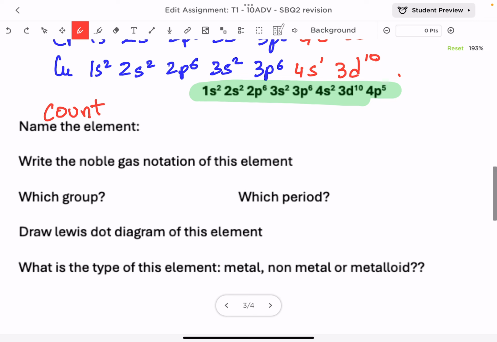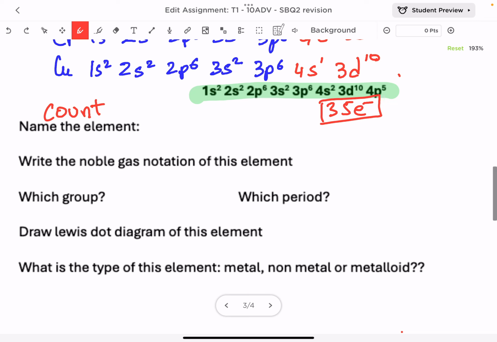So, 2 plus 2 plus 6 plus 2 plus 6 plus 2 plus 10. That's 30 so far. 5. So the total is 35 electrons. 35 electrons. Count. That's the safest way. Now, which element is having 35 electrons? That's bromine. Now, it says in the question, name.